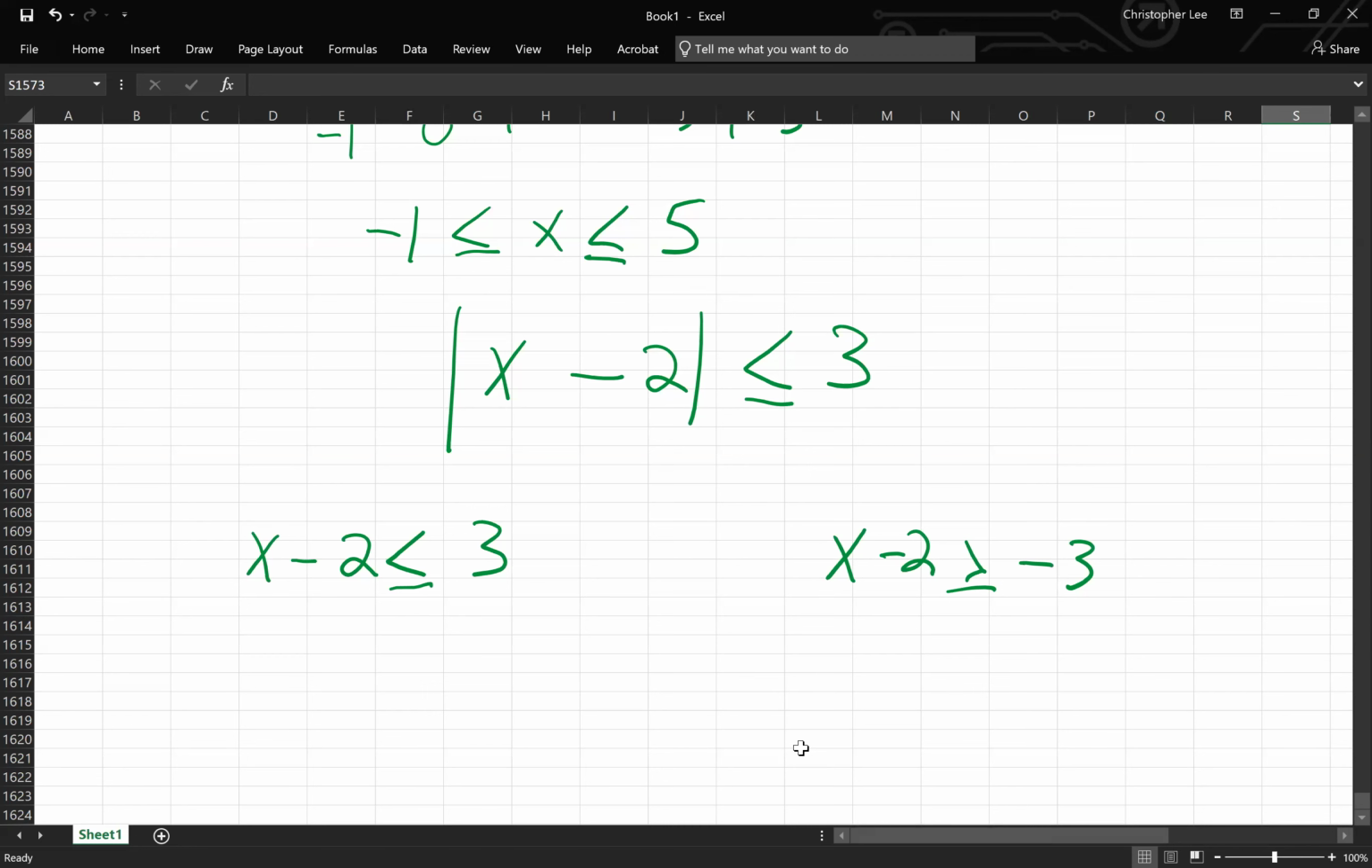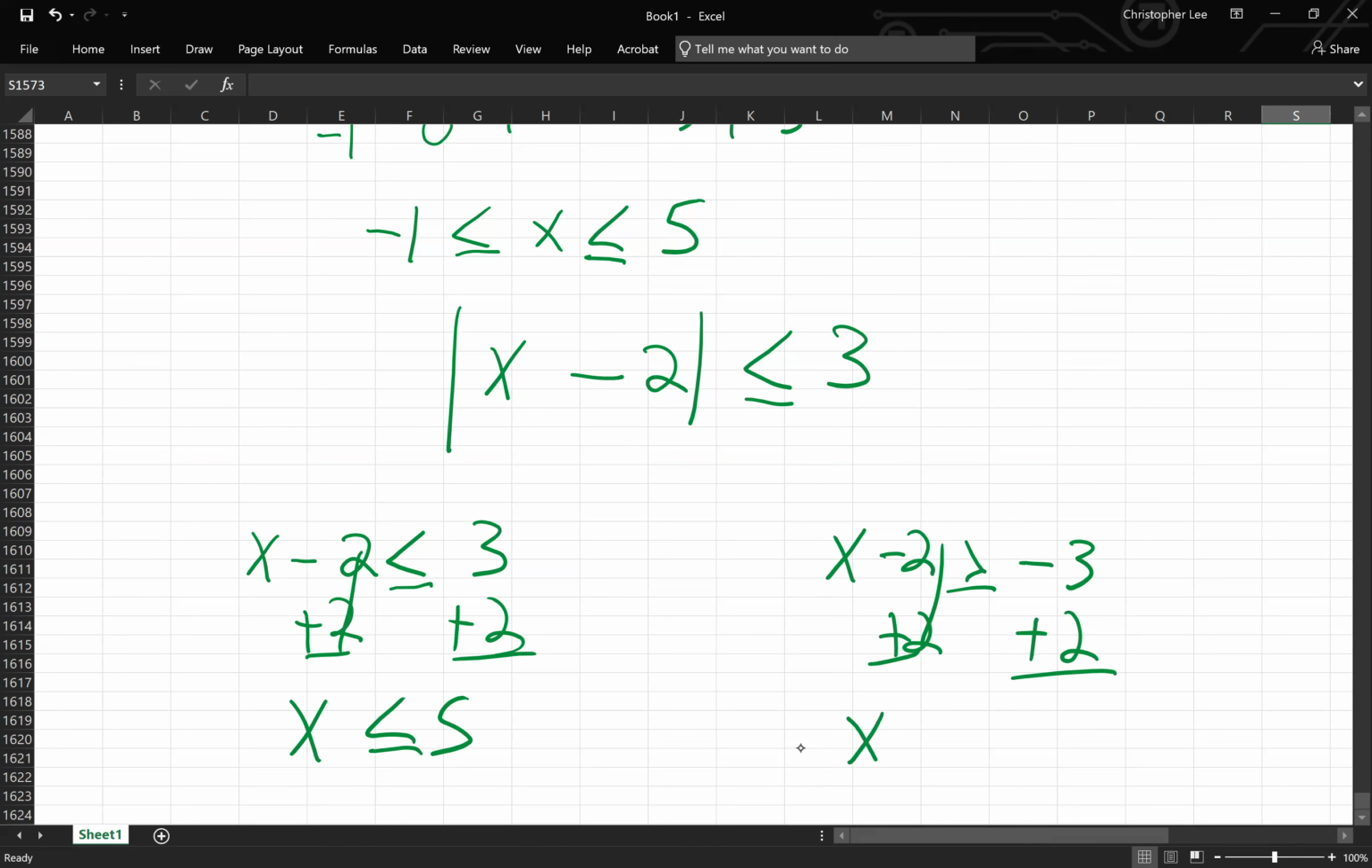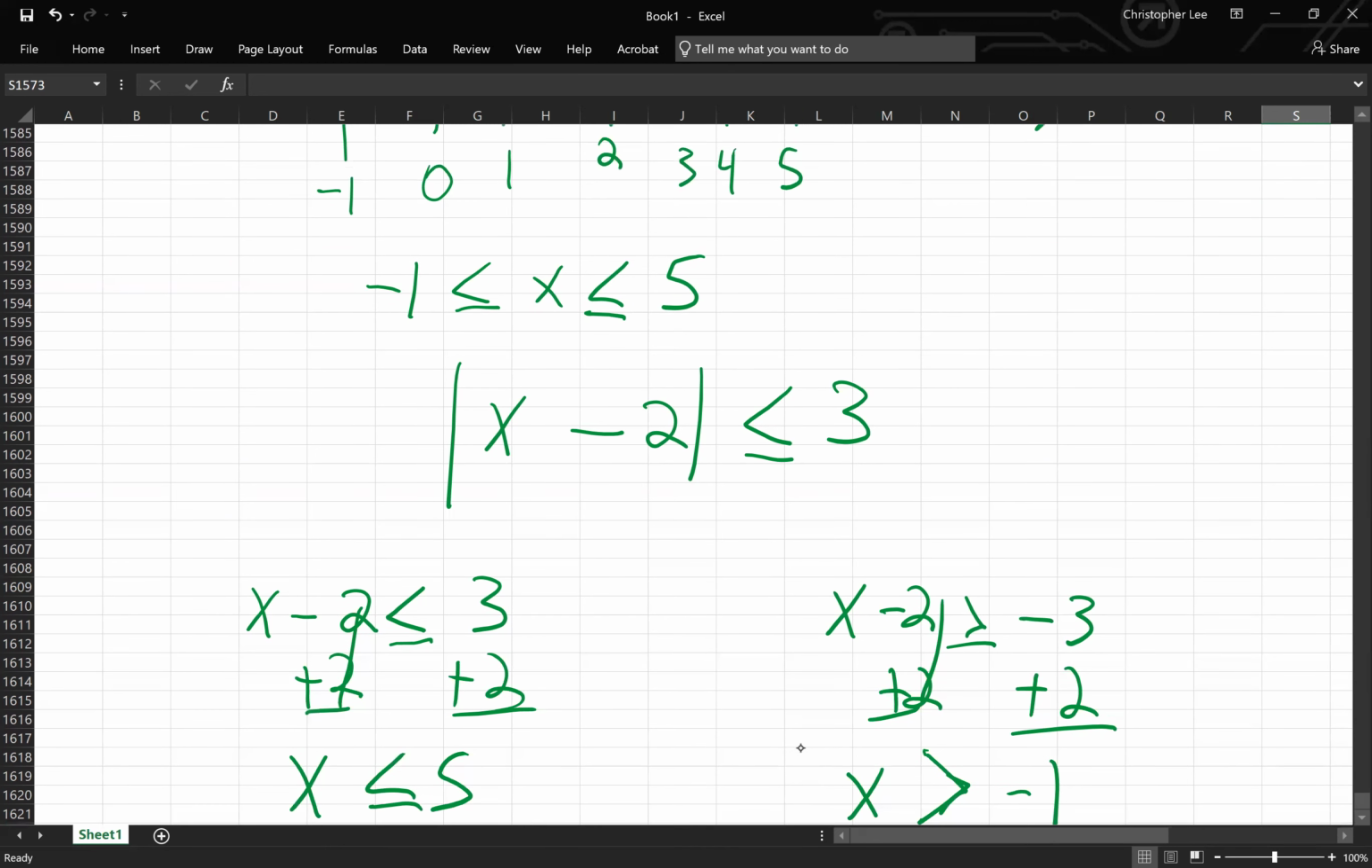So let's try it now. Add 2 here. Add 2 here. This is x less than or equal to 5. Good. Add 2 here. Add 2 here. Now we got it. x greater than or equal to -1. All right.